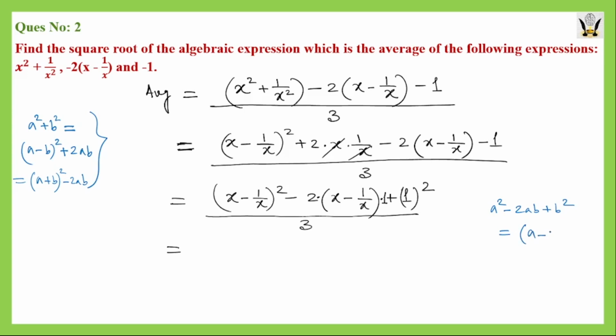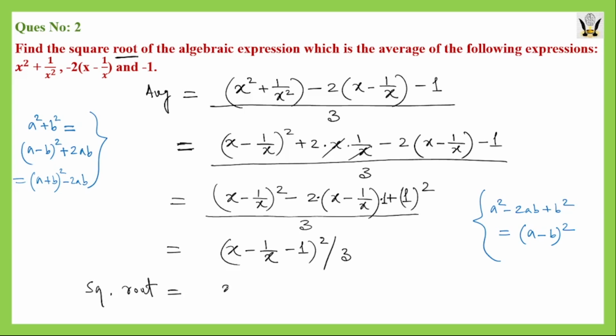So we will be using this identity, a minus b whole square. So it will be x minus 1 by x, which is a here, and then minus b means minus 1, and then whole square, and divided by 3. And from the given problem statement, we need to find the square root value from that average. So the square root value will be x minus 1 by x minus 1, and then divided by root over 3.